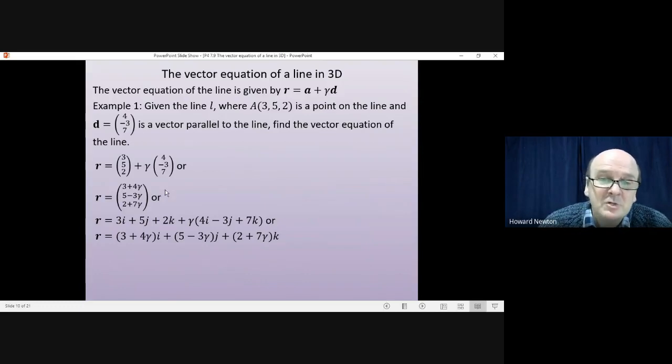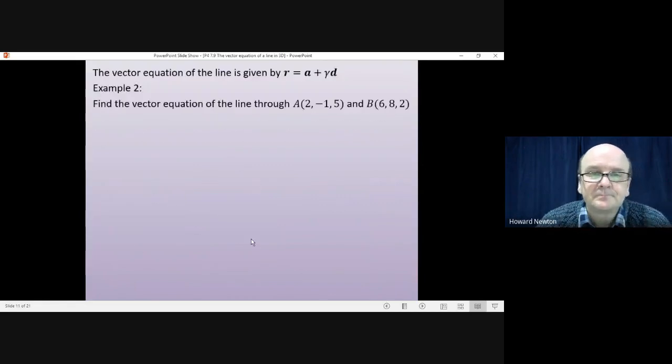I would normally choose to use the first form just because it's slightly clearer. That's a point on the line. That's the direction of the line. But frequently, to do a question, you'll need to change between these forms.